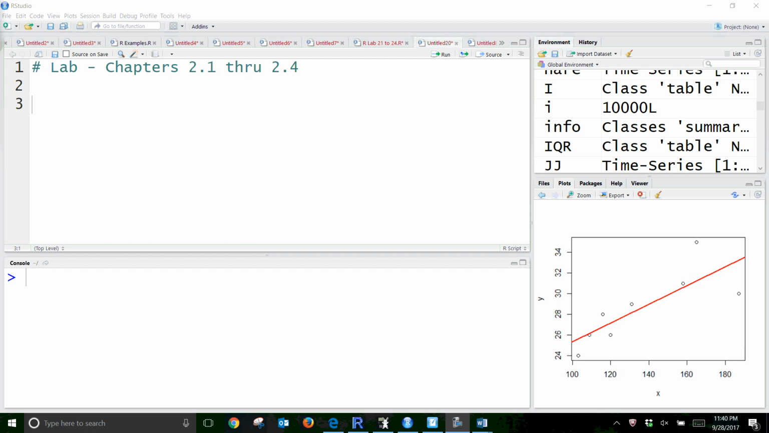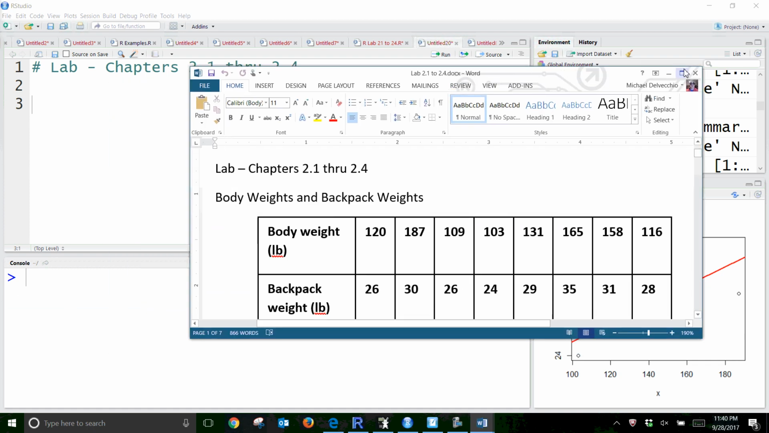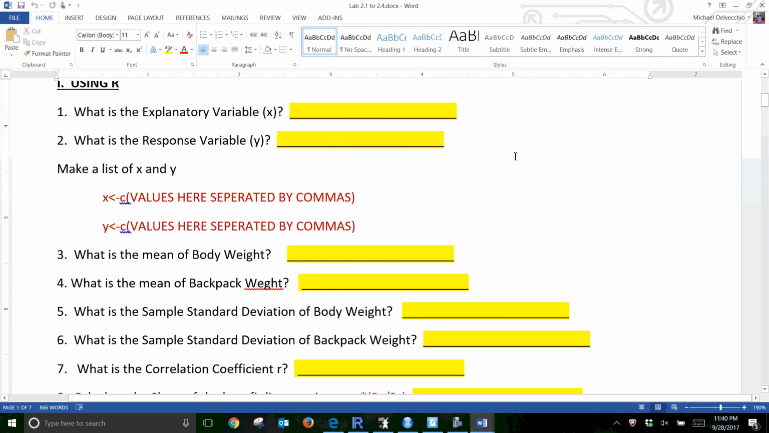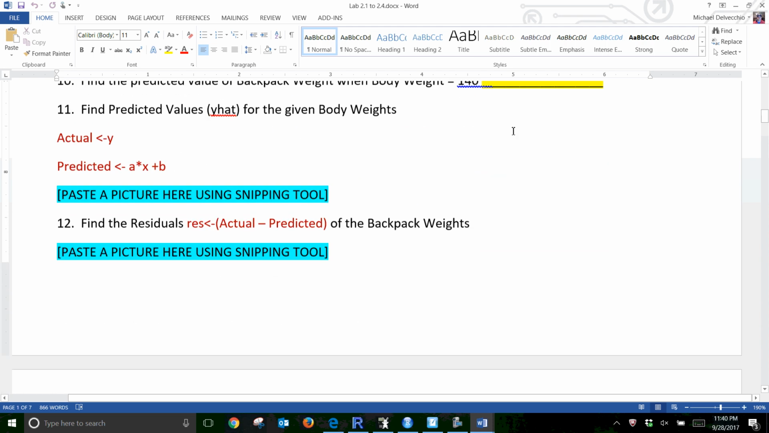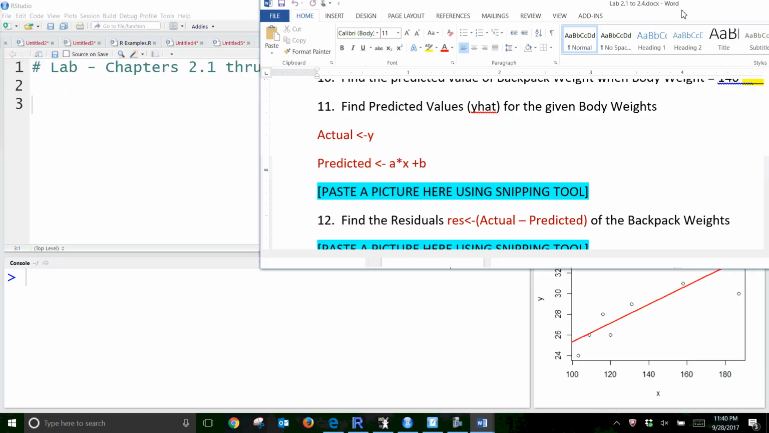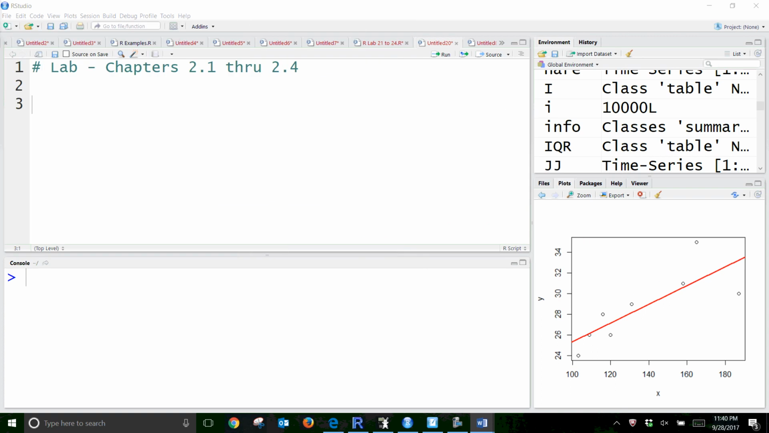Okay, in this video we're going to take a look at the lab we did in class on chapters 2.1 through 2.4. This is going to be a video using RStudio. So just to refresh you, we do have this instruction sheet which you have to turn into Blackboard. Anytime there's a highlighted yellow mark, you need to put an answer. Anytime there's a highlighted blue mark, you have to insert a picture, whether you capture it or use the snipping tool, whatever means you want to.